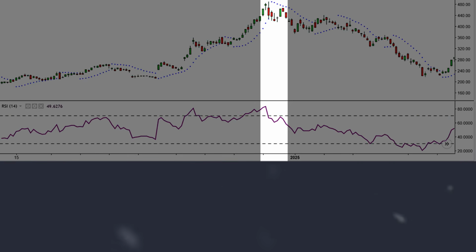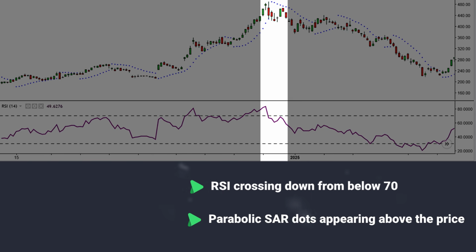When you see both of these conditions happening together, RSI crossing down from 70 and Parabolic SAR dots appearing above the price, you get a much stronger signal to consider entering a sell trade. This combination helps you avoid false signals and gives you extra confirmation that the trend is really reversing.